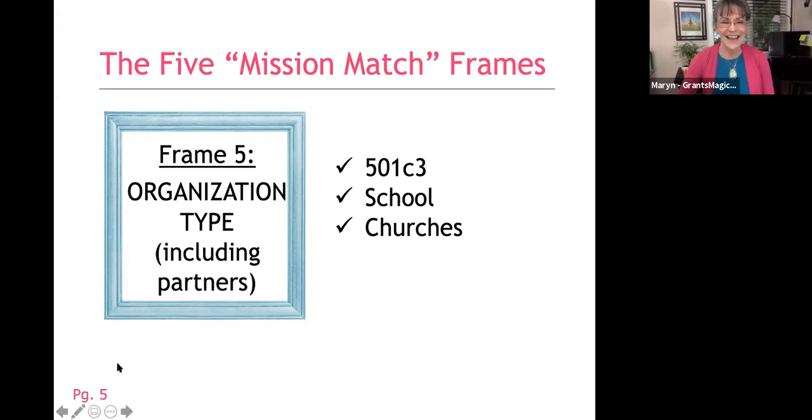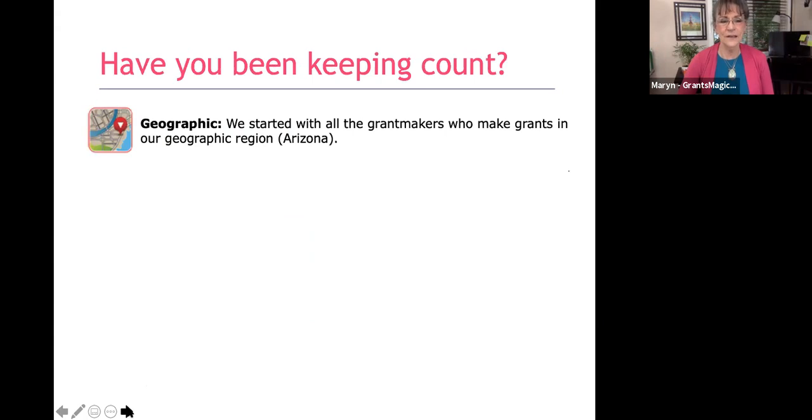Woohoo! All right, I believe that is the end of our mission match frames. That's it. Have you been keeping count? So we start with all the grant makers who make grants in our geographic region, Arizona. That's the entire population of the Guide to Grants Online database. And if I were teaching you how to use the Foundation Directory Online, we would go back and I would show you exactly how to make sure you're only looking for those that fund in Arizona. The GGO does that for you already. So you're already inside that population.